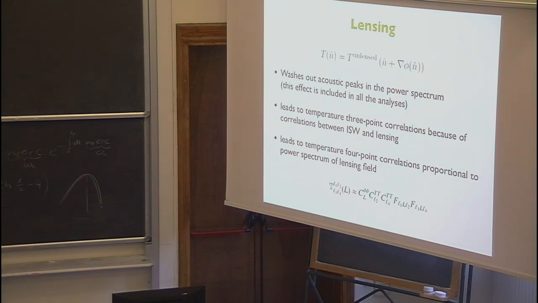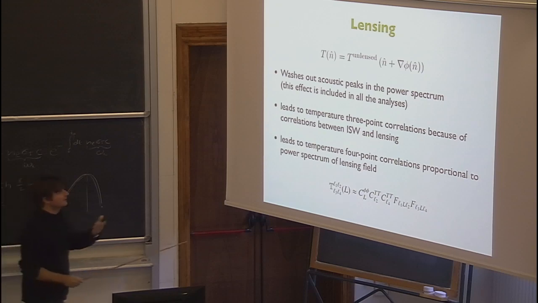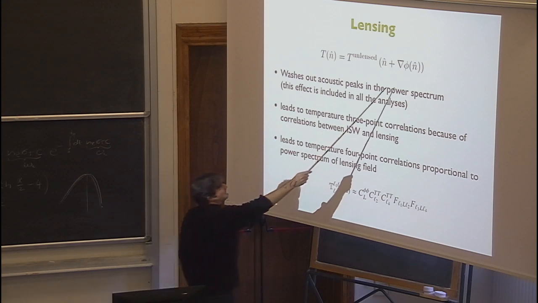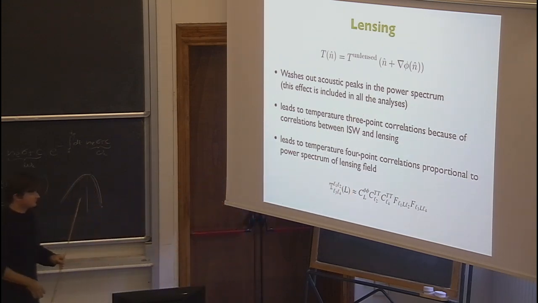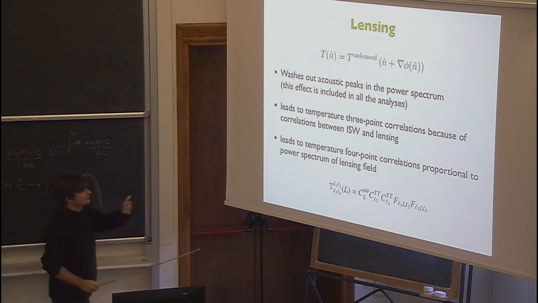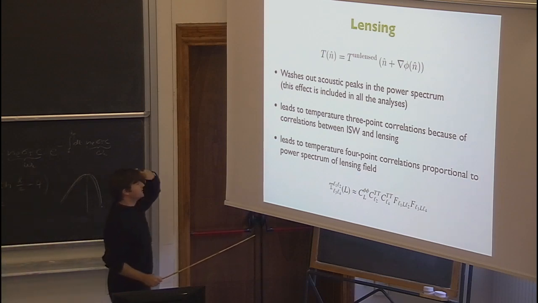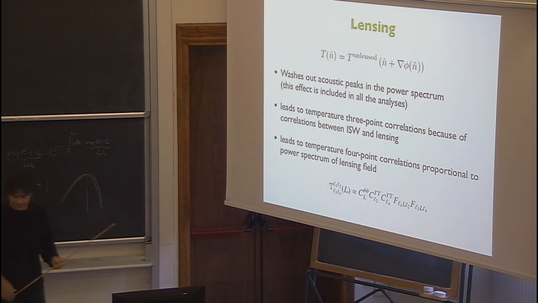Lensing is another effect that's caused by the large-scale structure between us and the last scattering surface. So if you have objects, if you have mass, then the CMB photons can be deflected. They're deflected by some amount that's set by the gradient of the projection of the gravitational potential. And this is something that you can also try to reconstruct. So one of the effects it has is an effect on the peaks of the angular power spectrum.